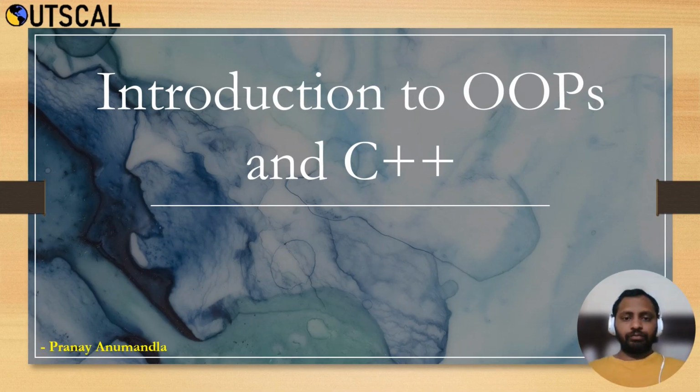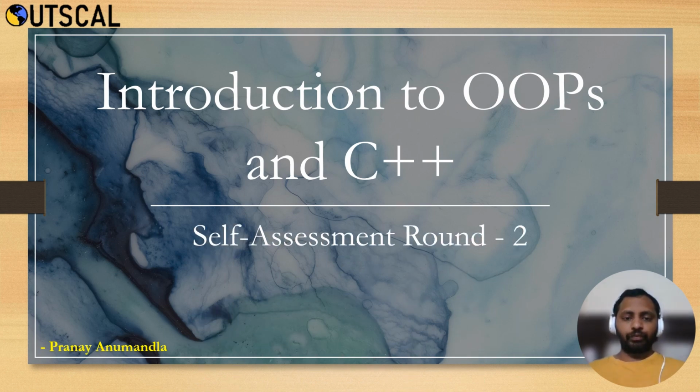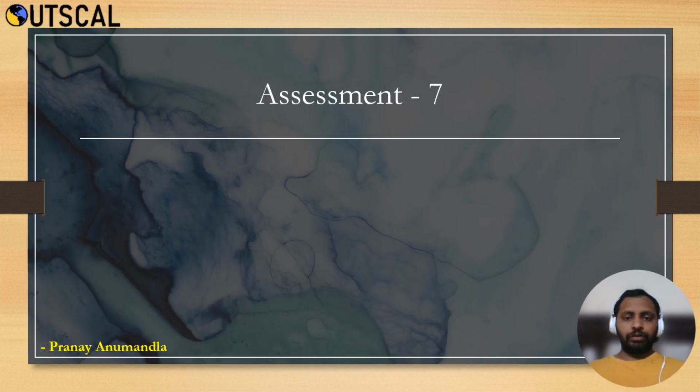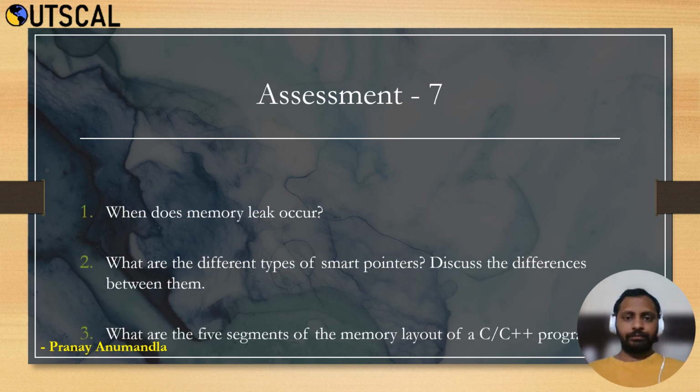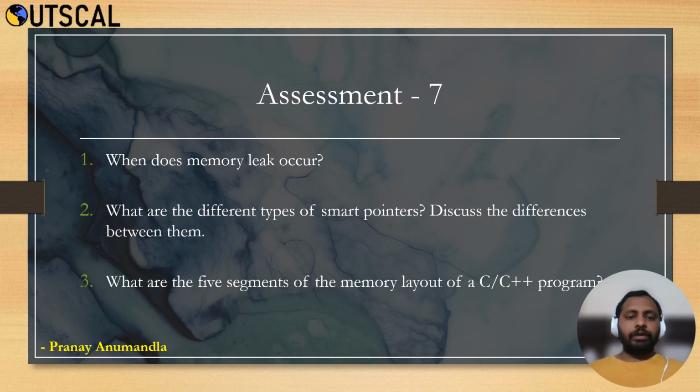Introduction to OOPS and C++ Self-Assessment Round 2. These are the assessment 7 questions. When does memory leak occur? And what is the difference of smart pointers? Discuss the difference between them. And the 5 segments of memory layout in a C or C++ program.